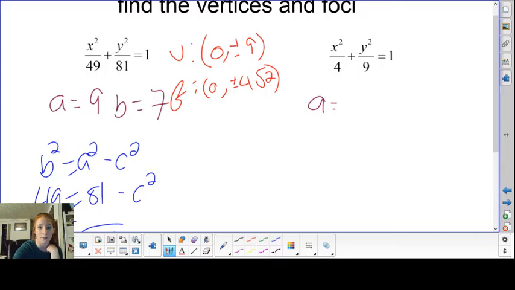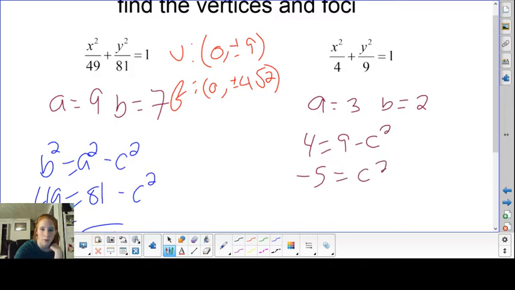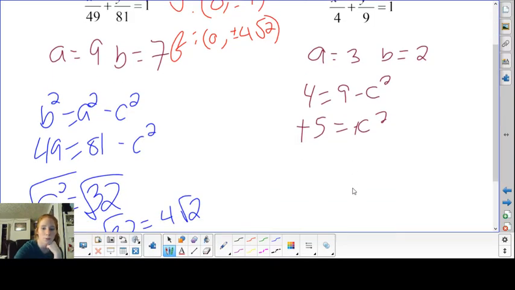Alright, my A here is going to be 3. My B is going to be 2. So I have 9. Ooh, what am I doing? I have B squared, which is 4, is equal to 9 minus C squared. Okay, -5 is equal to negative C squared. Divide both sides by negative and get a positive. Take the square root. C is equal to the square root of 5.